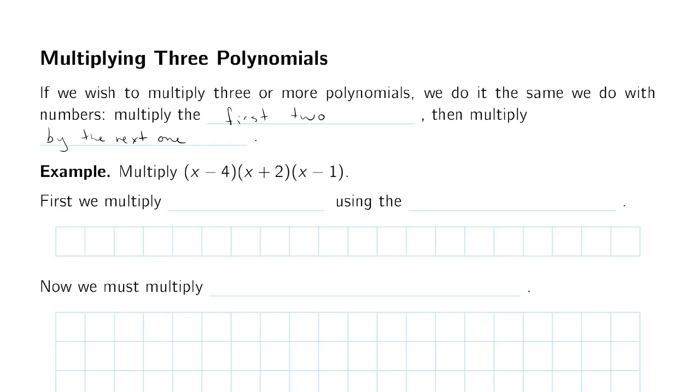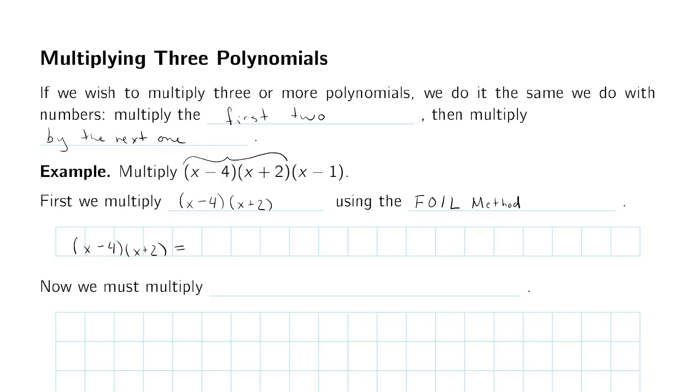So if we want to multiply x minus 4 times x plus 2 times x minus 1, well, I'm going to multiply x minus 4 times x plus 2. And this is 2 binomials, so I can use the FOIL method. I have x minus 4 times x plus 2.